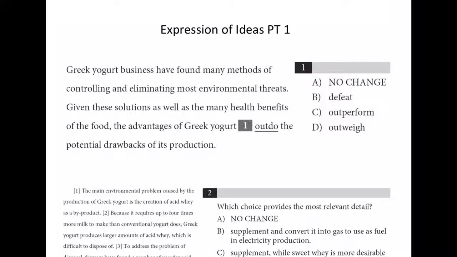Today we're going to look at expression of ideas questions from practice test 1 from the writing and language test. Number 1. Greek yogurt businesses have found many methods of controlling and eliminating most environmental threats. Given these solutions as well as the many health benefits of the food, the advantages of Greek yogurt D. outweigh potential drawbacks of its production. Outweigh is the only choice that appropriately reflects the relationship the sentence sets up between advantages and drawbacks.